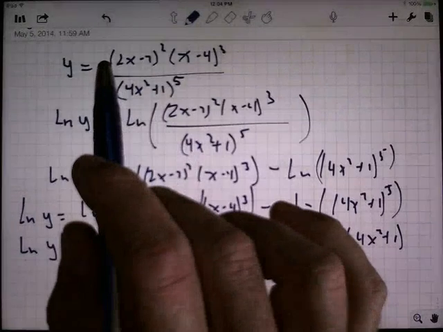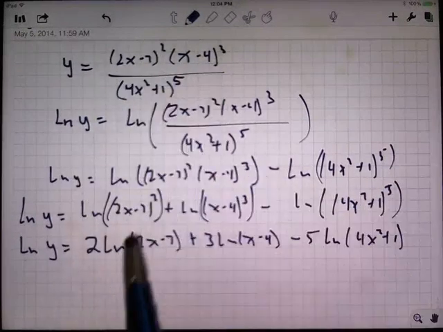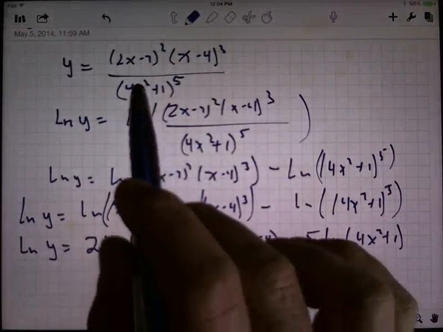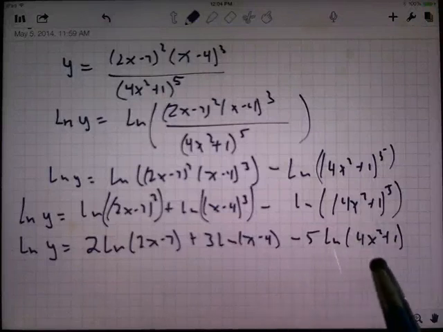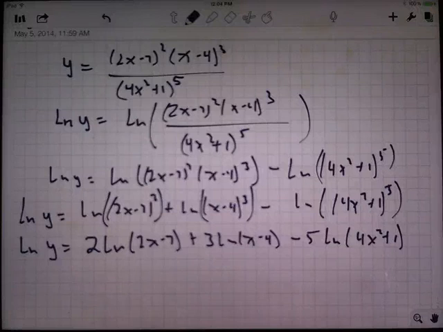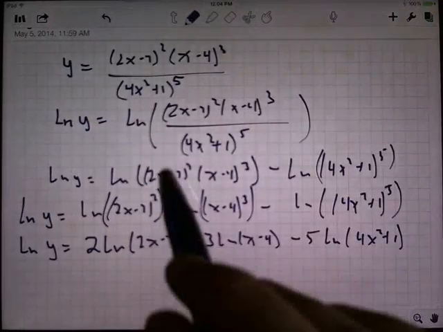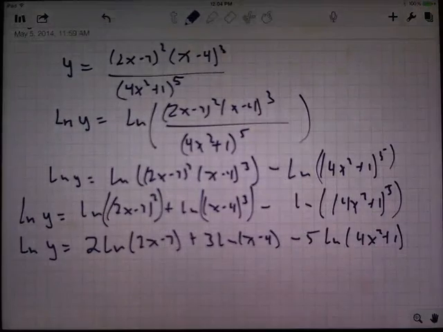And any of these factors that are in the numerator end up with a plus sign in front of them. And in the denominator, you end up with a minus sign because you're subtracting. So after you do a couple of these, you see the pattern, and you can just go straight from here to here. So it really isn't much work to get to here.